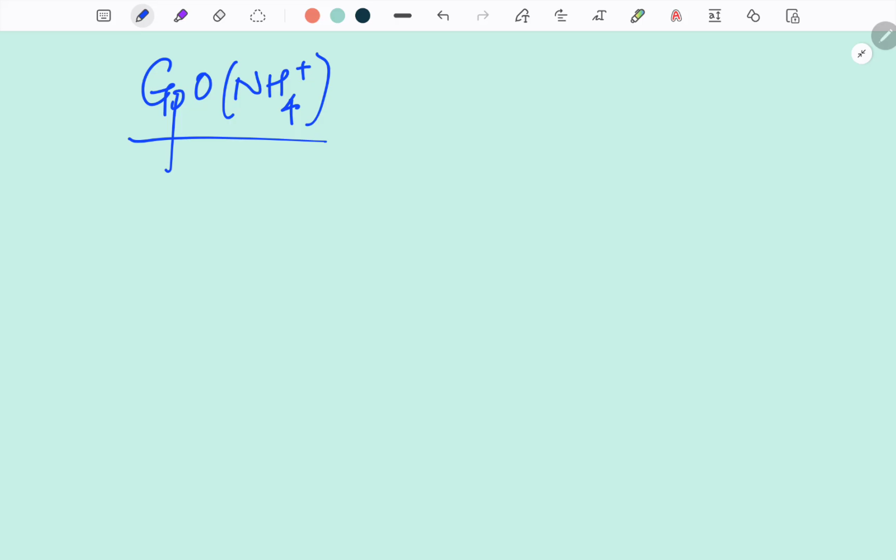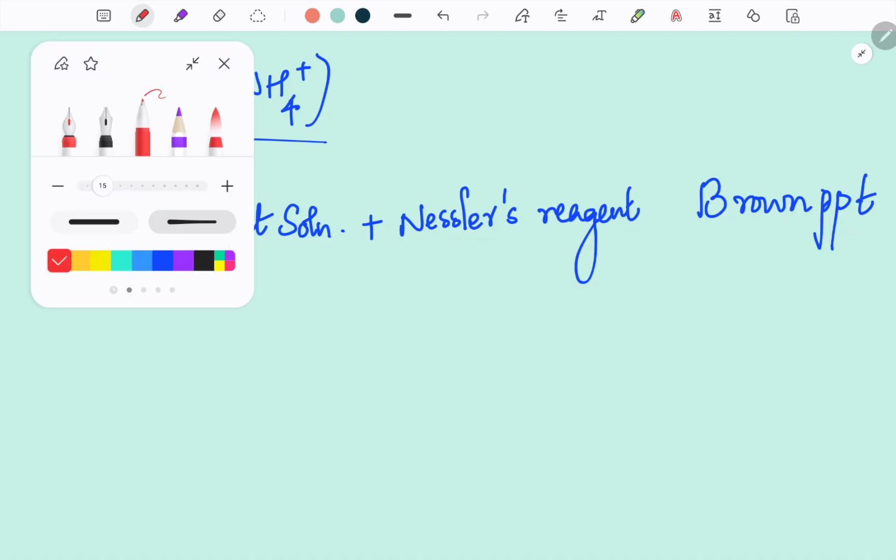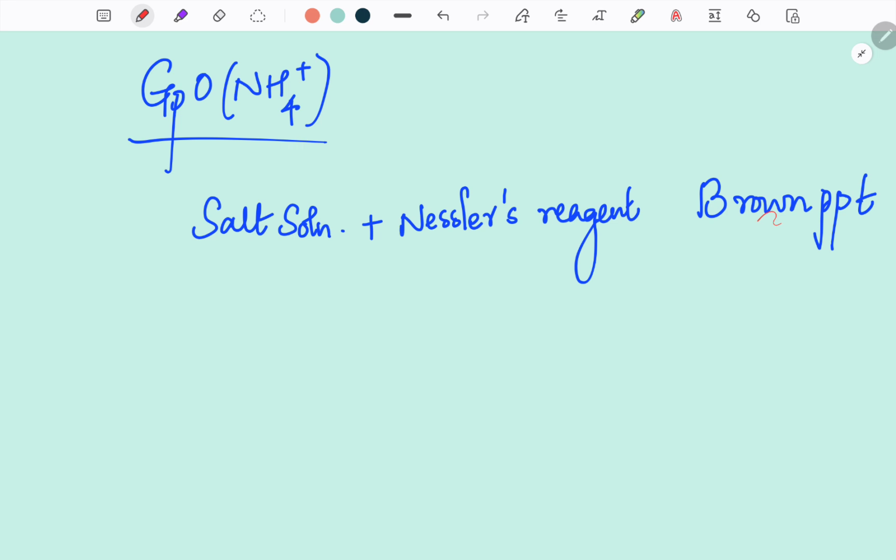It is the Nessler's reagent test. You need to take the salt solution and add Nessler's reagent to it. When you add Nessler's reagent, if you get a brown colored precipitate, that means ammonium ion is confirmed. Now, what is this brown precipitate which is formed?